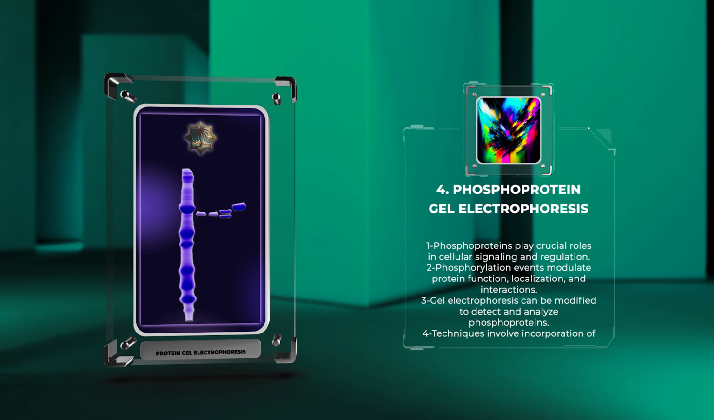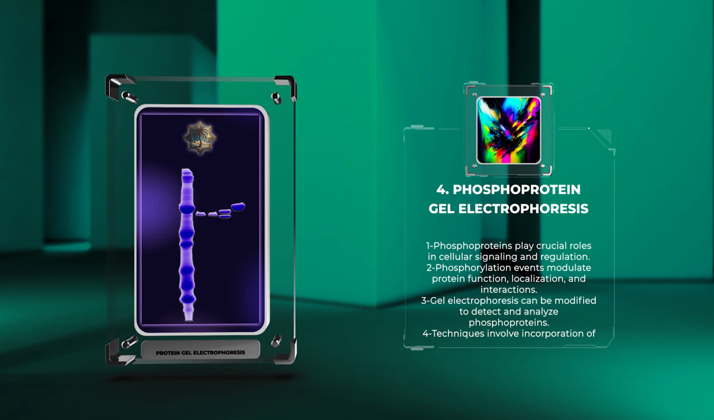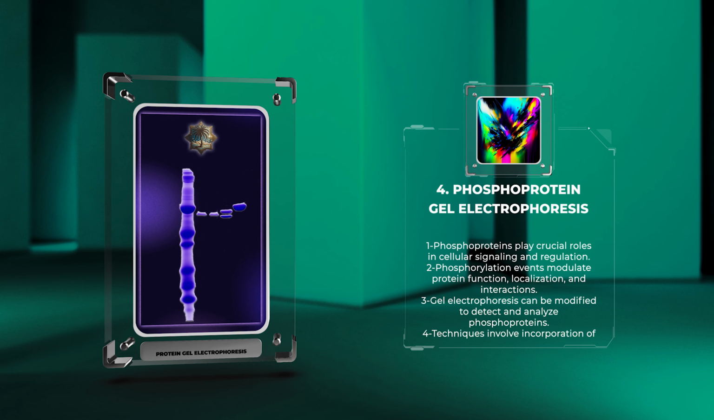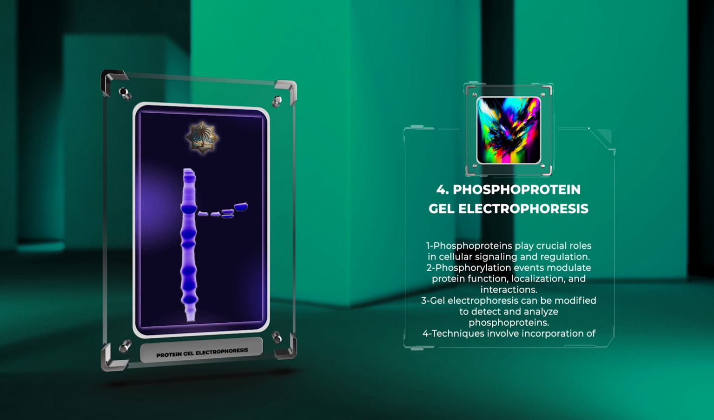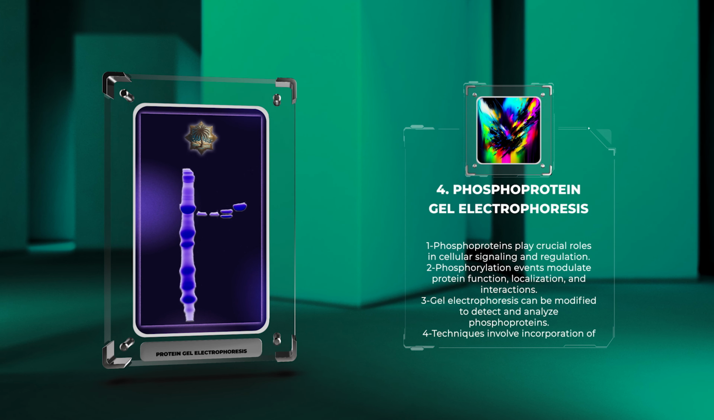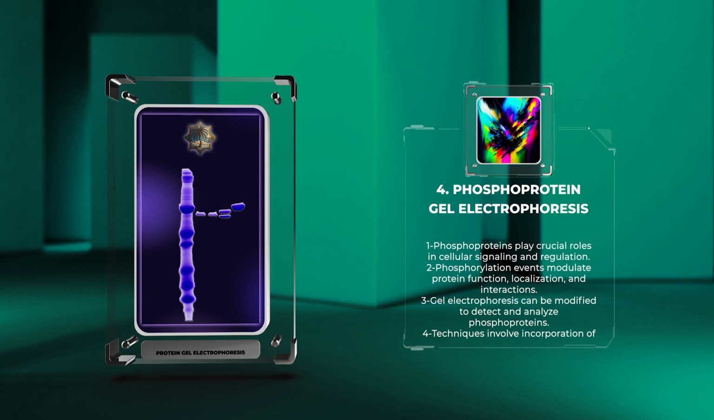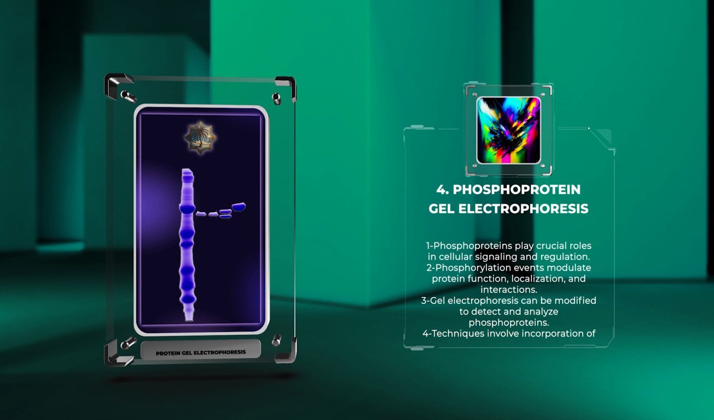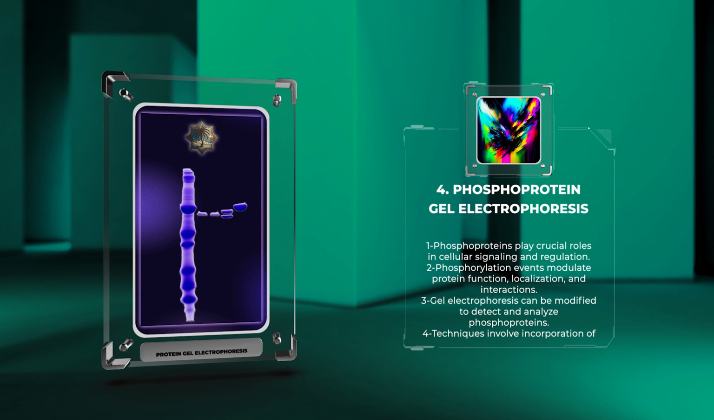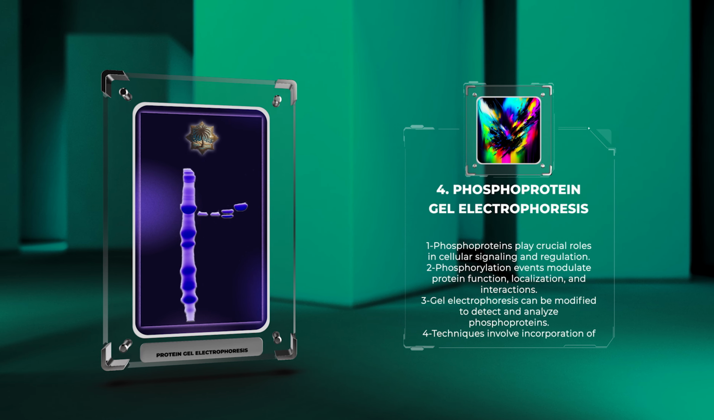Phosphoprotein gel electrophoresis techniques involve the incorporation of metal ions or specific stains that selectively bind to phosphorylated residues, allowing for their detection after electrophoretic separation. These techniques enable the study of phosphorylation dynamics and identification of phosphorylated proteins in various biological samples.